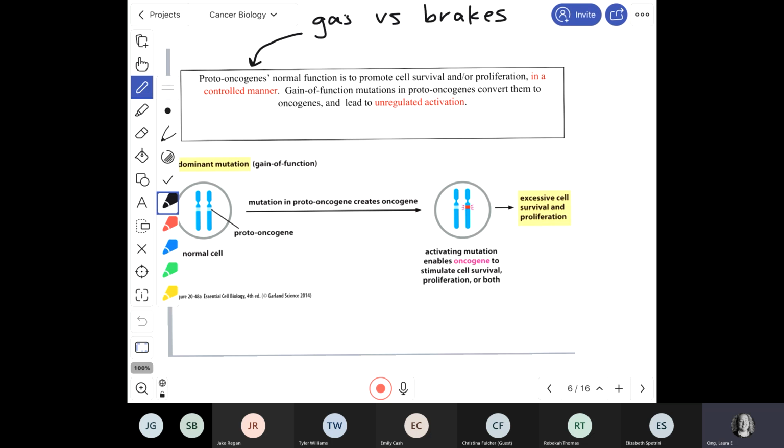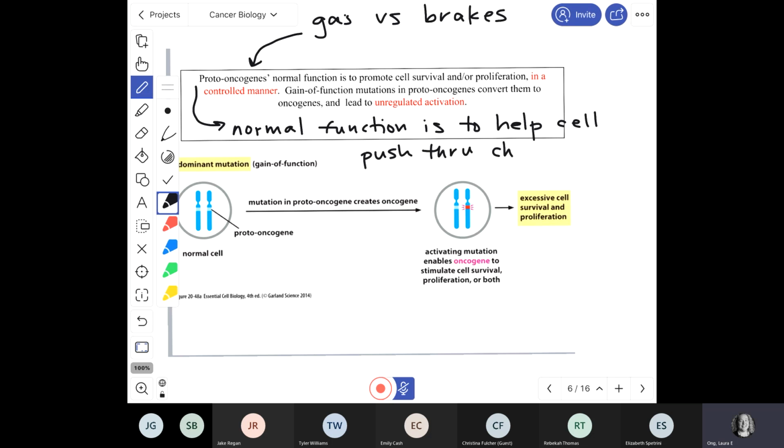proto-oncogenes are like pushing on the gas in the cell cycle. Proto-oncogenes are genes that encode any kind of protein that normally would help a cell go through a checkpoint. So we could also say that the proto-oncogenes' normal function is they're going to help a cell push through a cell cycle, or sorry, push through a checkpoint.